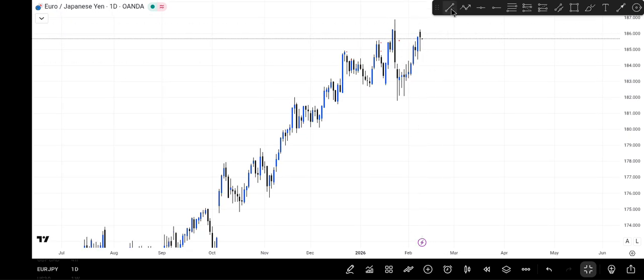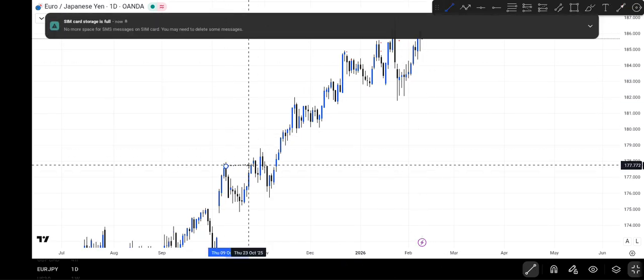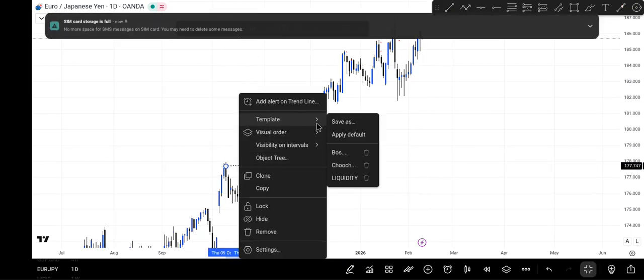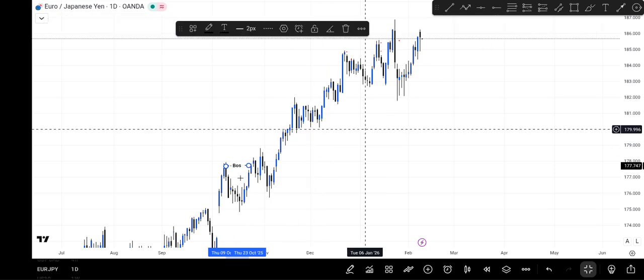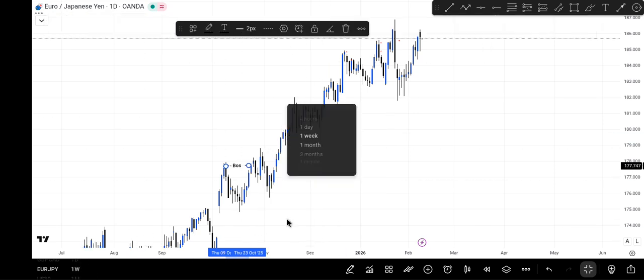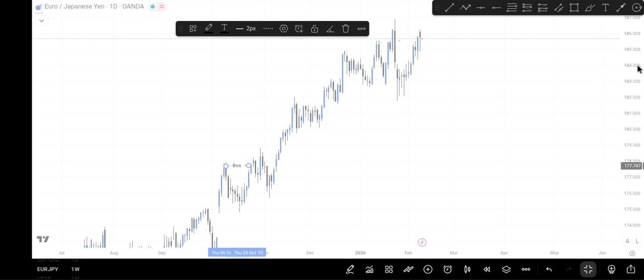We can clearly see that EURJPY has been in an uptrend, creating breaks of structure to the upside. It's clearly a break of structure to the upside. I think we should drop down to the weekly time frame. I'm going to show you what is going on there.